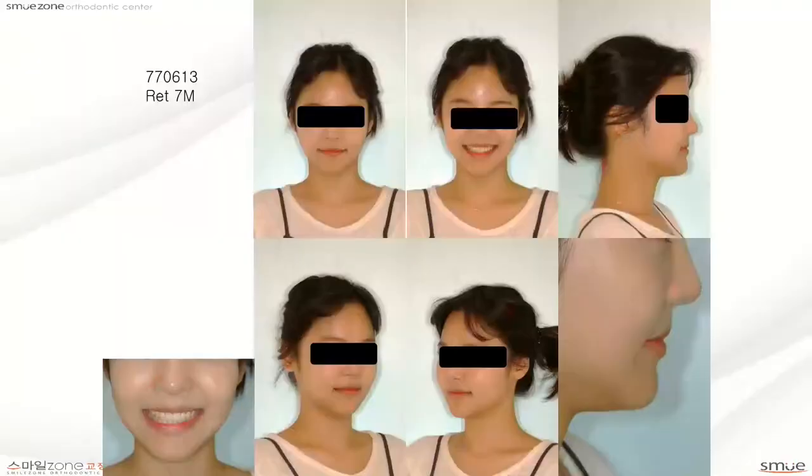This is 7 months of the retention. Much better. 7 months later.